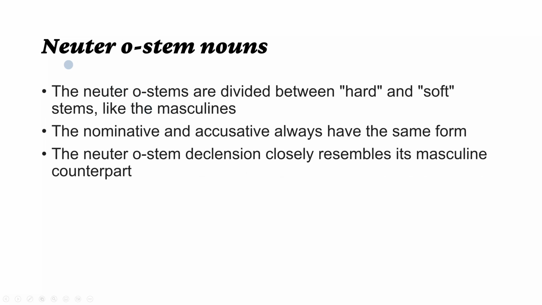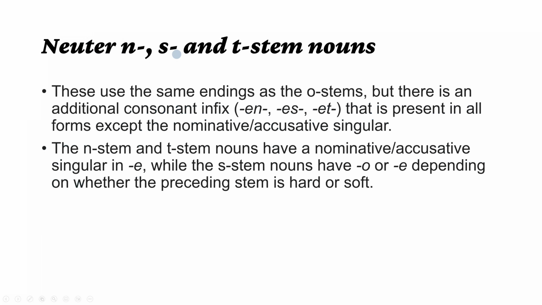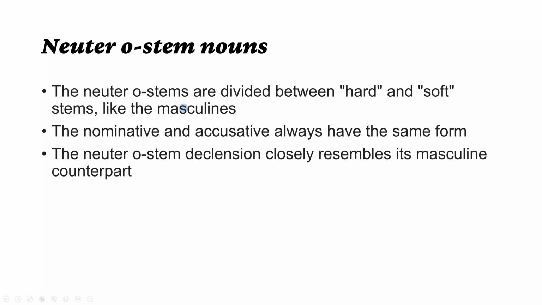And last but not least, we have neuter. Neuter has o stems and n, s, and t stems. We will mostly focus on o stems. So neuter o stem nouns. The neuter o stem nouns are divided between hard and soft stems, just like the masculine. So the rule is the same. The nominative and accusative always have the same form. Okay? And the neuter o stem declension closely resembles its masculine counterpart.